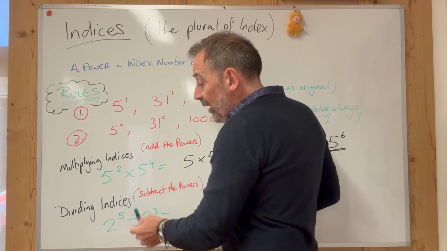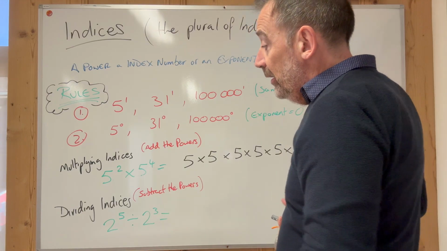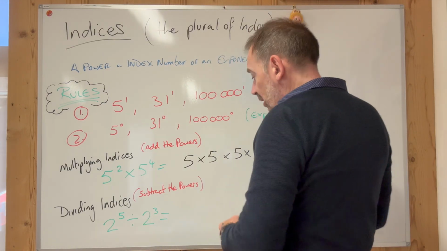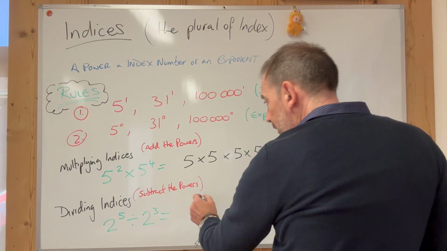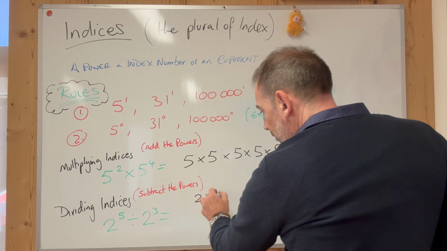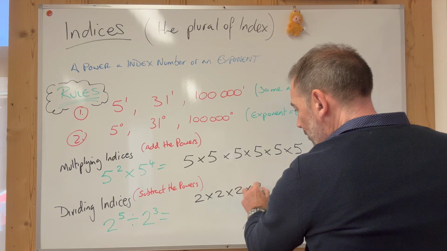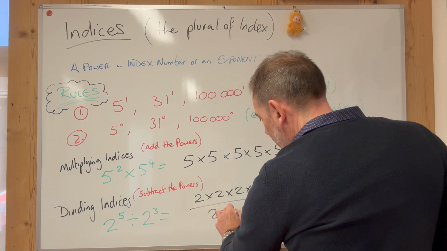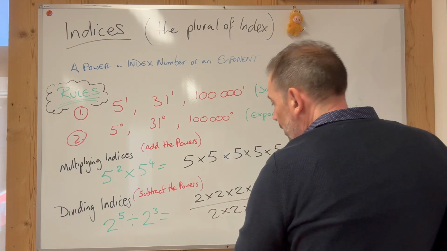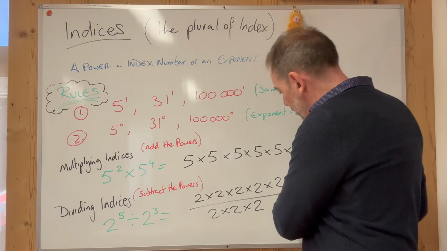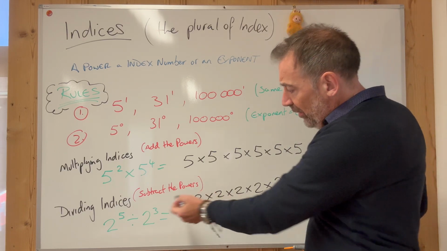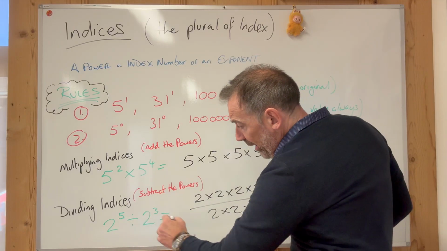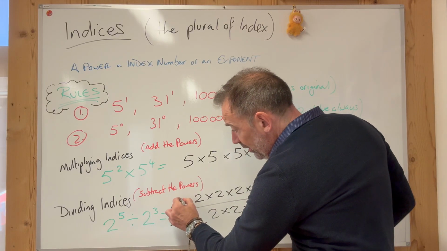When we're multiplying, we add. When we're dividing, we subtract the powers. Looking at division, we would have 2 times 2 times 2 times 2 times 2 over 2 times 2 times 2. But all we need to do is think, 2 to the 5 over 2 to the 3. It's simply a question of saying 5 minus 3 would be 2 to the 2.